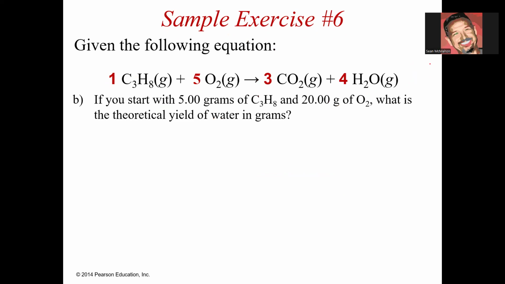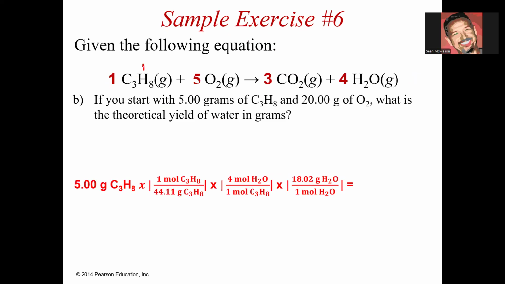I start with 5 grams of propane, 20 grams of oxygen. Again, the path. Convert the grams of propane to moles. How do I do that? Molar mass. Grams cancel. Convert the moles of propane to where I want to go. I want to go to water. So I have to do my mole to mole relationship, cancel out the moles of propane, go to moles of water. It's a 1 to 4 mole ratio. Eventually, I need to get grams of water. So now I convert the moles of water to grams using molar mass.